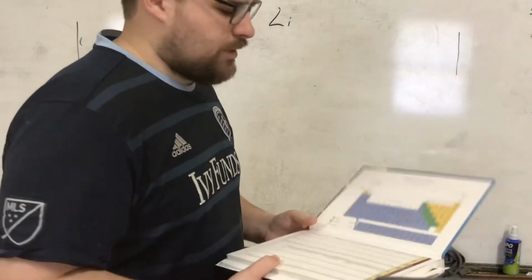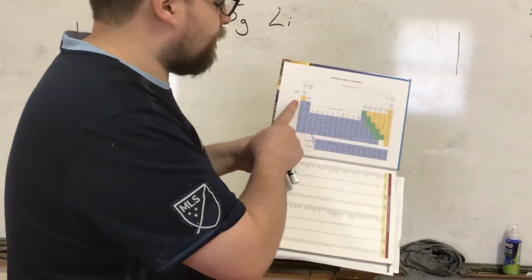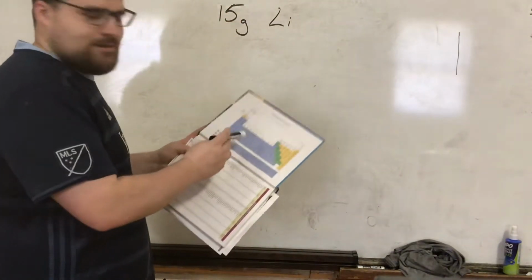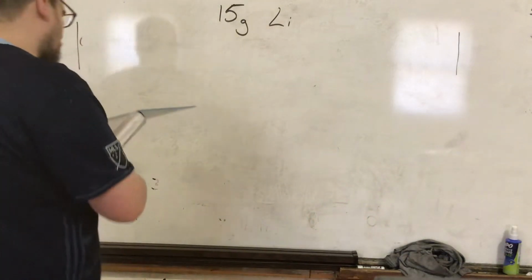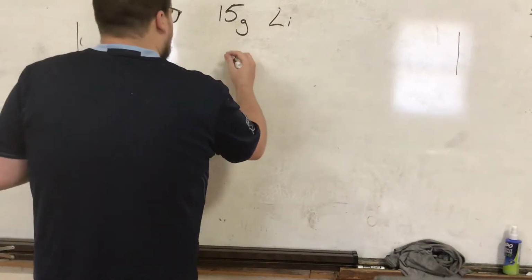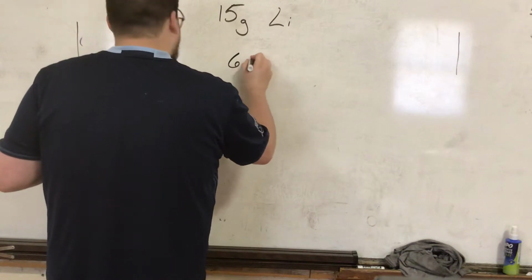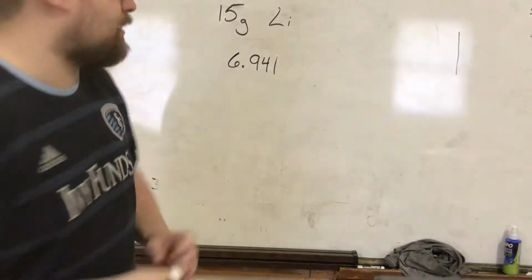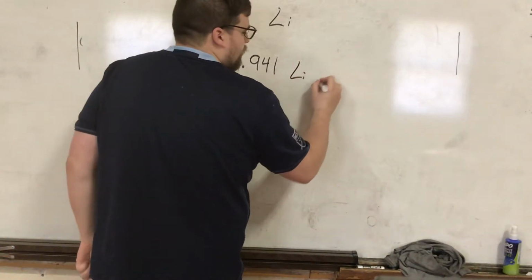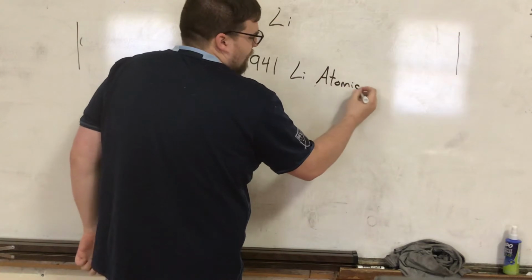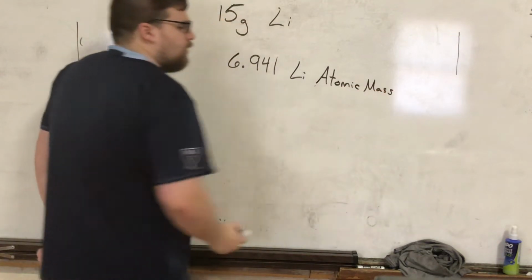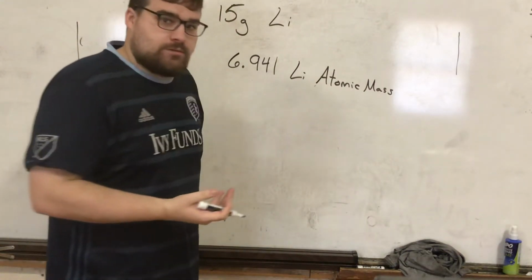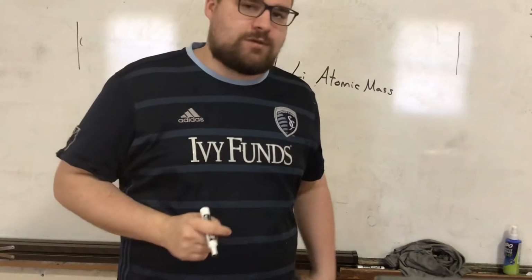Now, lithium is element number 3. You can find it right here, and right below it we have our atomic mass. I know you guys can't see my periodic table, but lithium's atomic mass is 6.941. So let me write down lithium atomic mass. This would be the mass in grams of a single mole of lithium.